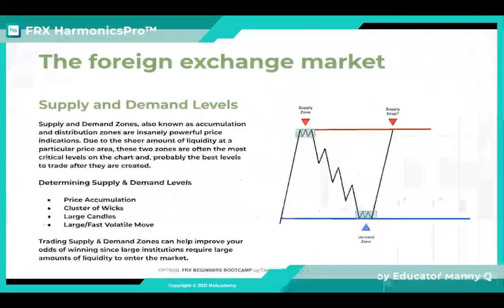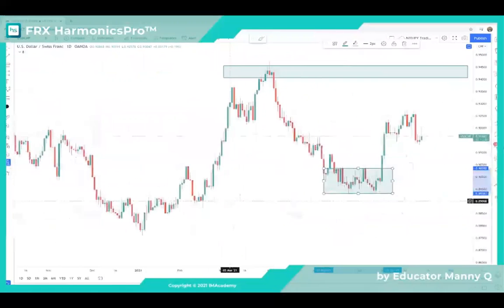Okay. Now moving forward, let's talk about the other things that make it more noticeable to you. If you're looking to trade a supply and demand strategy, price accumulation and cluster of wicks is really what you want to go for. But if you're looking to simply identify supply and demand zones, you can also look for large candles or large, fast, volatile moves from the zone.